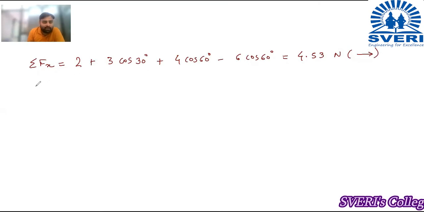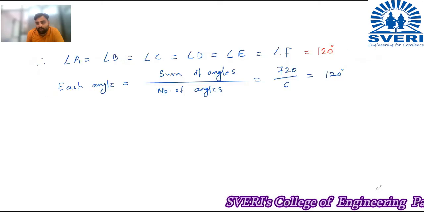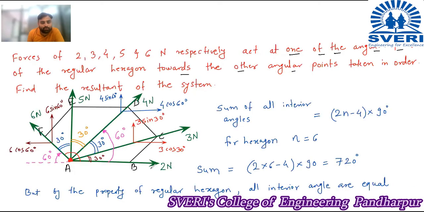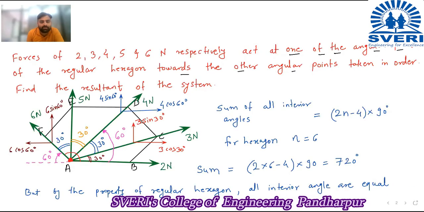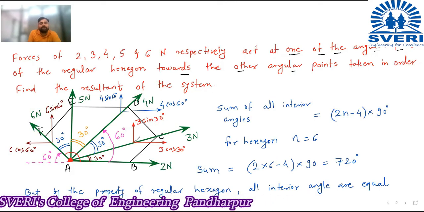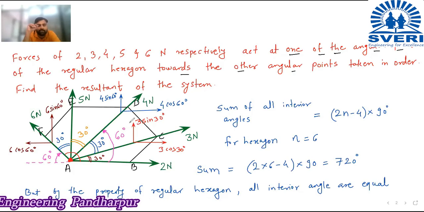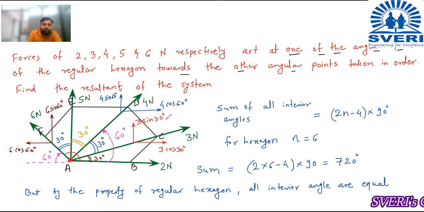Now similarly, find out summation fy. To calculate summation fy, this 2 Newton force will not come into the picture. Now this 3 sine 30 is the vertical force. It is moving vertically upward. So is it positive or negative? Positive. So 3 sine 30 is positive.